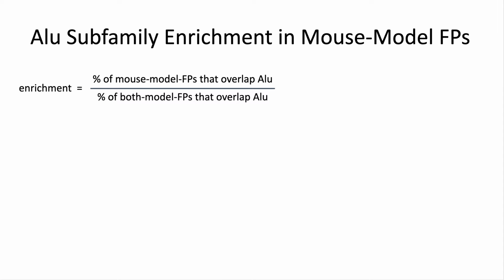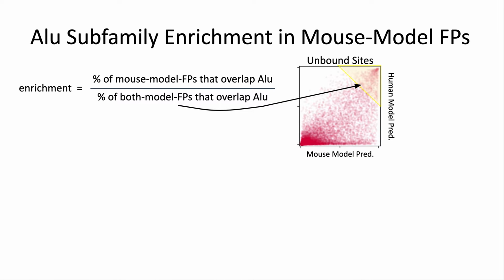And so I'm going to define enrichment score, which is just the fraction of mouse model false positives that overlap some ALU subfamily divided by the fraction of both model false positives that overlap that subfamily. And to recap what those site terminologies are, the both model false positives are unbound sites that both models mispredict, and the mouse model false positives are unbound sites that only the mouse model gets wrong. The human model gets it correct.